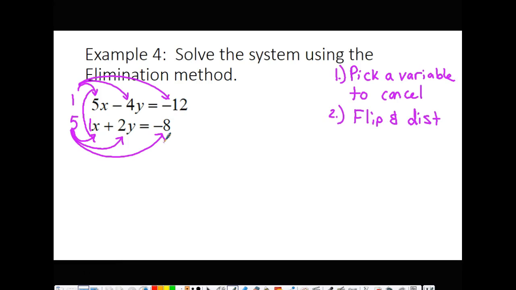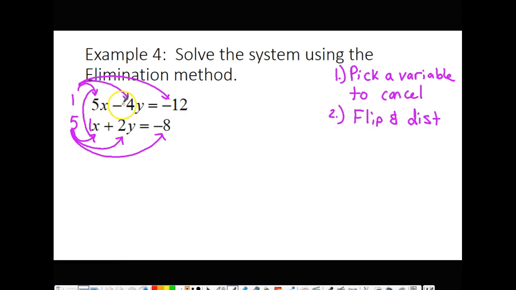By doing that, you're going to create a new set of equations. They're really the same two equations, just rewritten a little bit differently. But what's 1 times 5? It's 5, right? And what's 5 times 1? 5. So when you do that flip and distribute, you end up creating the same number for both of the variables that you're trying to cancel. And that gets us about halfway there.